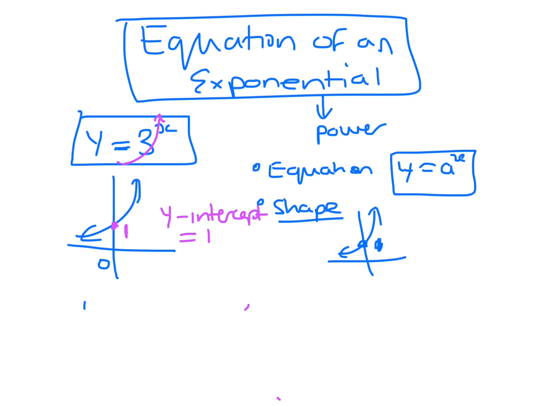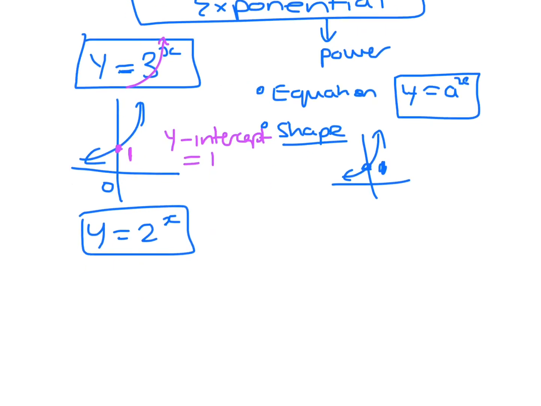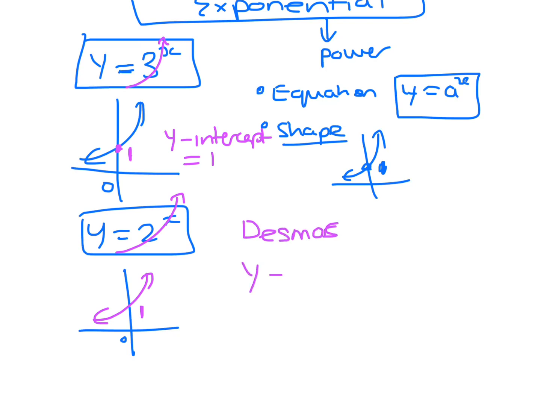Apologies for my hiccups. Y equals x to the 2. So that's the same thing, it's just powered. So if you drew it like that, that's what it will look like. So it'll go like that, goes through 1. The difference between the 2 and the 3, if you put that into Desmos, you would go y equals 2 to the x, or y equals 3 to the x.